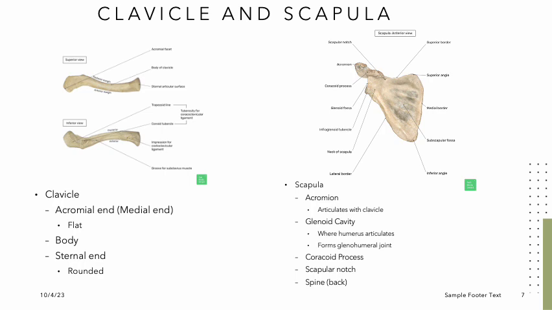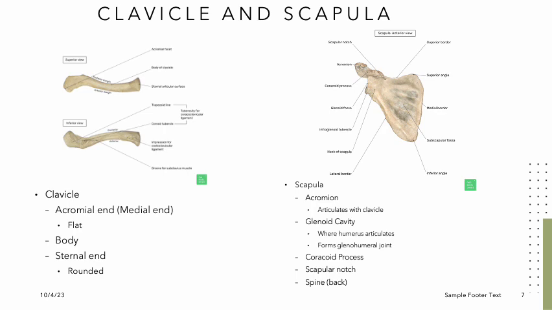There is the glenoid cavity, which is where the actual arm bone articulates into the shoulder joint. This area makes the glenohumeral joint. So the humerus goes into the glenoid cavity and it makes the glenohumeral joint. There's a scapular notch, which is a little dip down in the top of the scapula, right behind the coracoid process, or like to the side of the coracoid process.